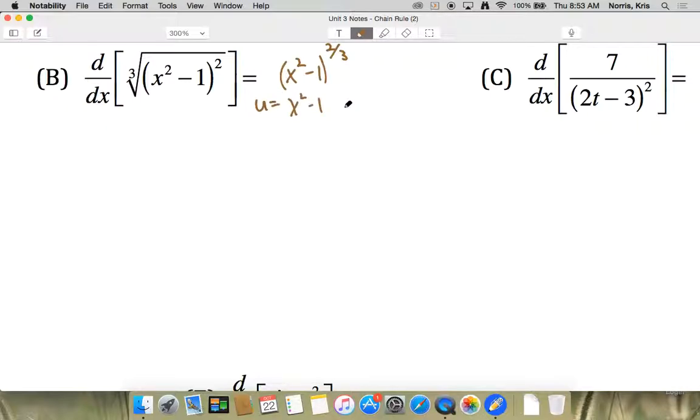And du equals what? Which is just u prime, 2x. Right? du/dx equals 2x, and that's the derivative of u with respect to x. How did we get to the top one? We took the cube root away, to the 1/3 power, and then multiplied by 2.